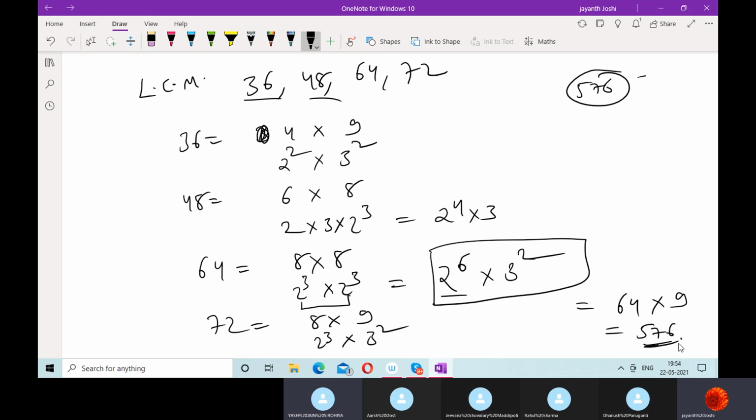You can do it this way also, okay? So what you need to do is take the highest power it has. I will give you one more shortcut trick after this question. But first you focus on this question now.